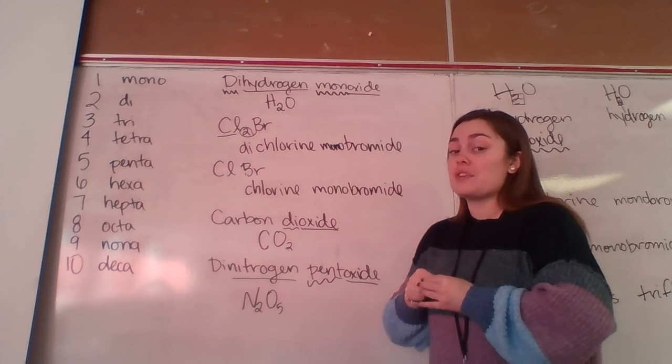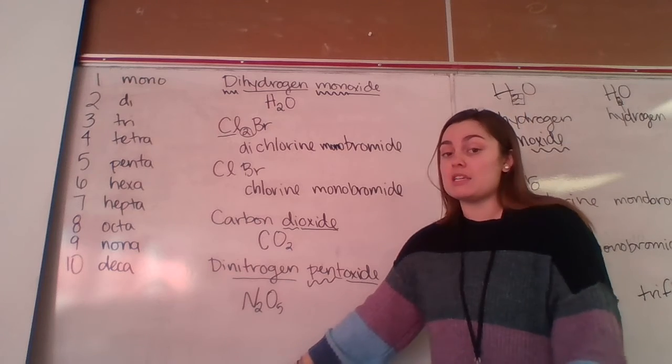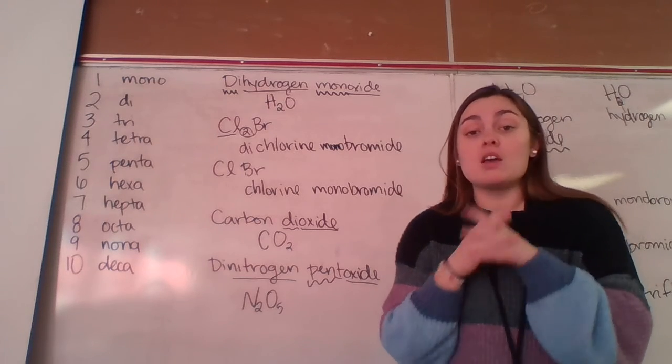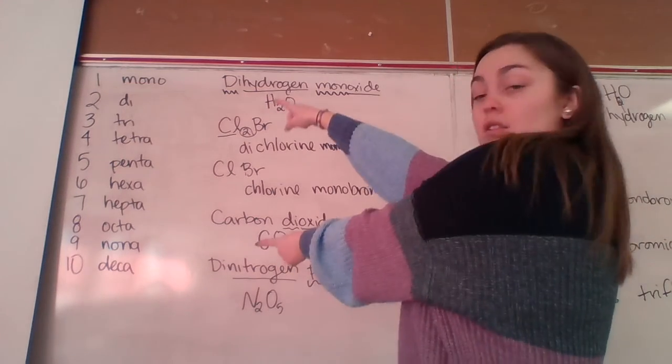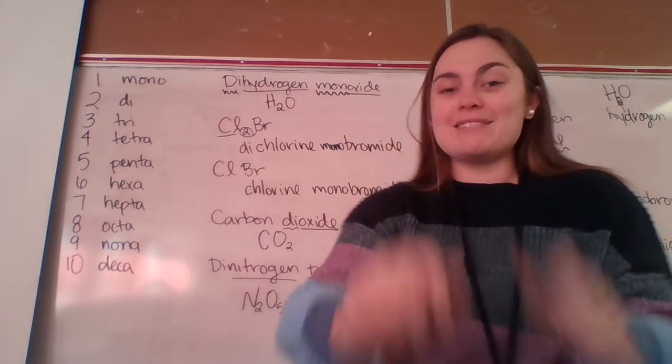I know I just ran through these examples really quick, but that's really all there is to it. Please email me if you get stuck. Start working on that second covalent nomenclature packet, and make sure you've got those 10 prefixes memorized. Thanks, guys.